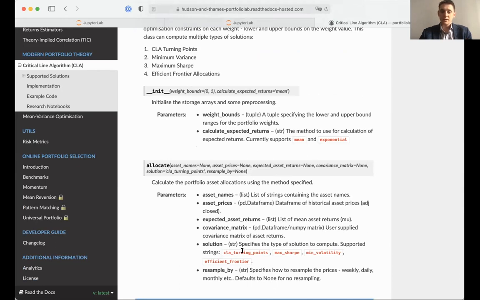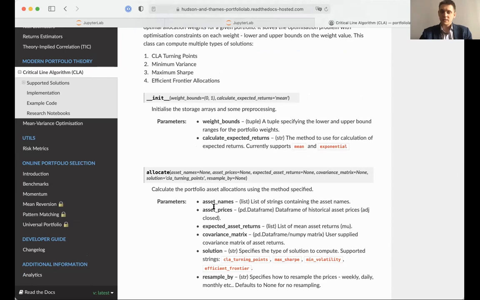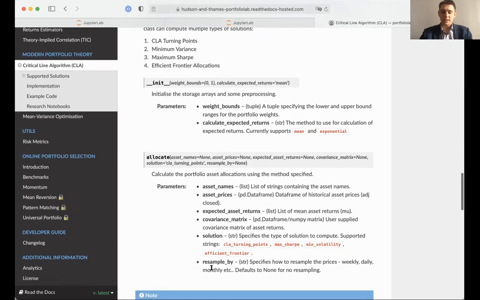So you can either use CLA turning points, maximum Sharpe, minimum volatility, and efficient frontier. We can also see that we have asset names and asset prices as inputs, the same as for mean variance optimization. And we also see here that we have a resample by parameter. This parameter will be quite often used further in our algorithm. What this parameter does is that if you would like to resample your prices into weekly, daily, or monthly periods to estimate either covariances or expected returns, you can specify the resampling frequency.